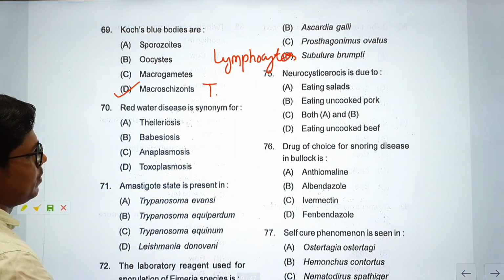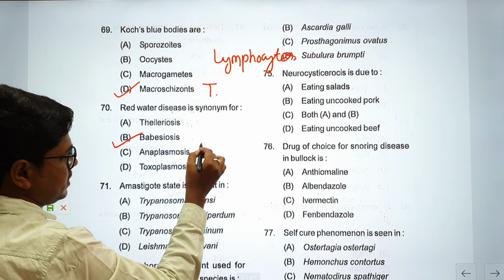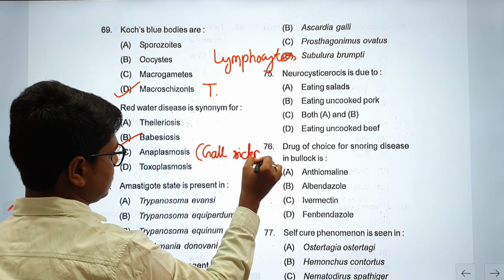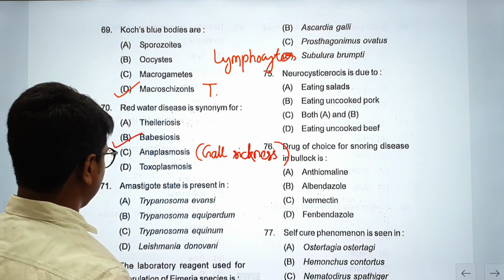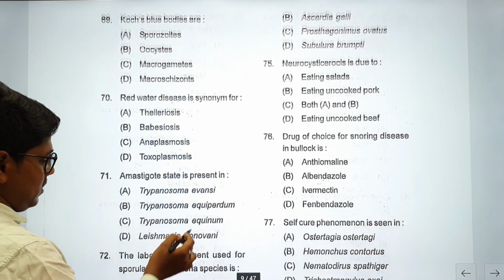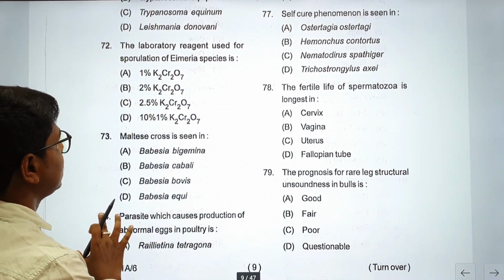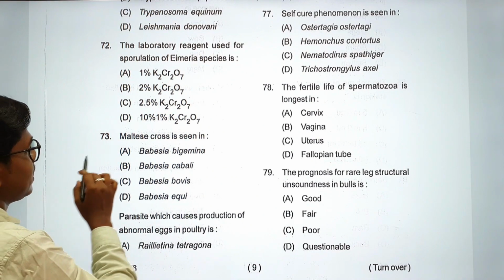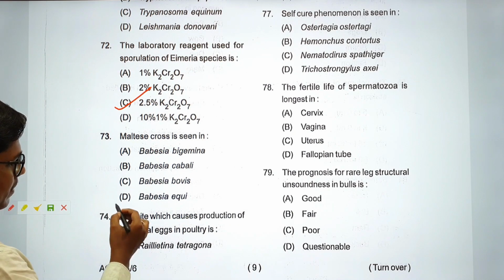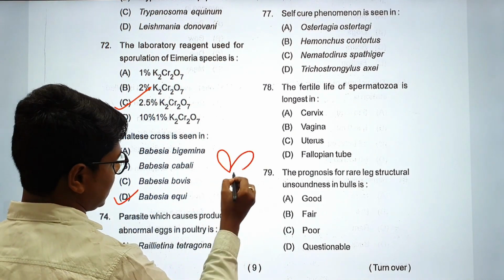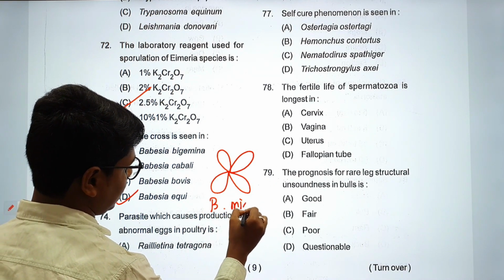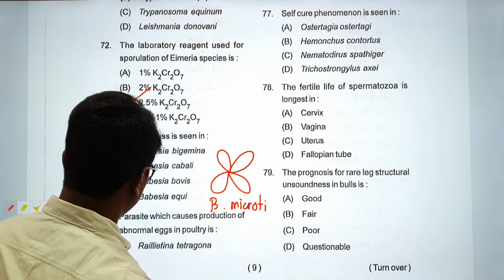Red water disease is synonym for babesiosis. Anaplasmosis, the synonym is gall sickness. Amastigote state is present in Leishmania donovani. The laboratory reagent used for sporulation of Eimeria is 2.5% potassium dichromate. Maltese cross is seen in Babesia equi. Okay, Maltese cross looks like this. Also, this is seen in Babesia microti. You will find some articles regarding this also.